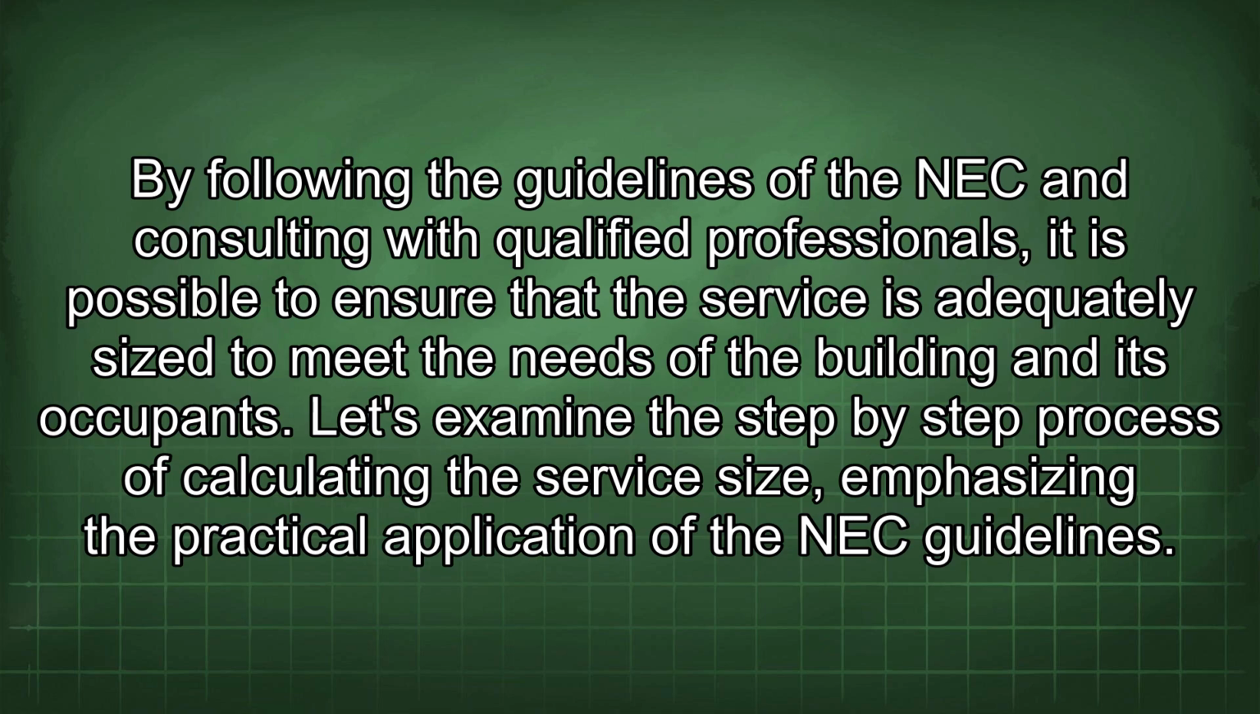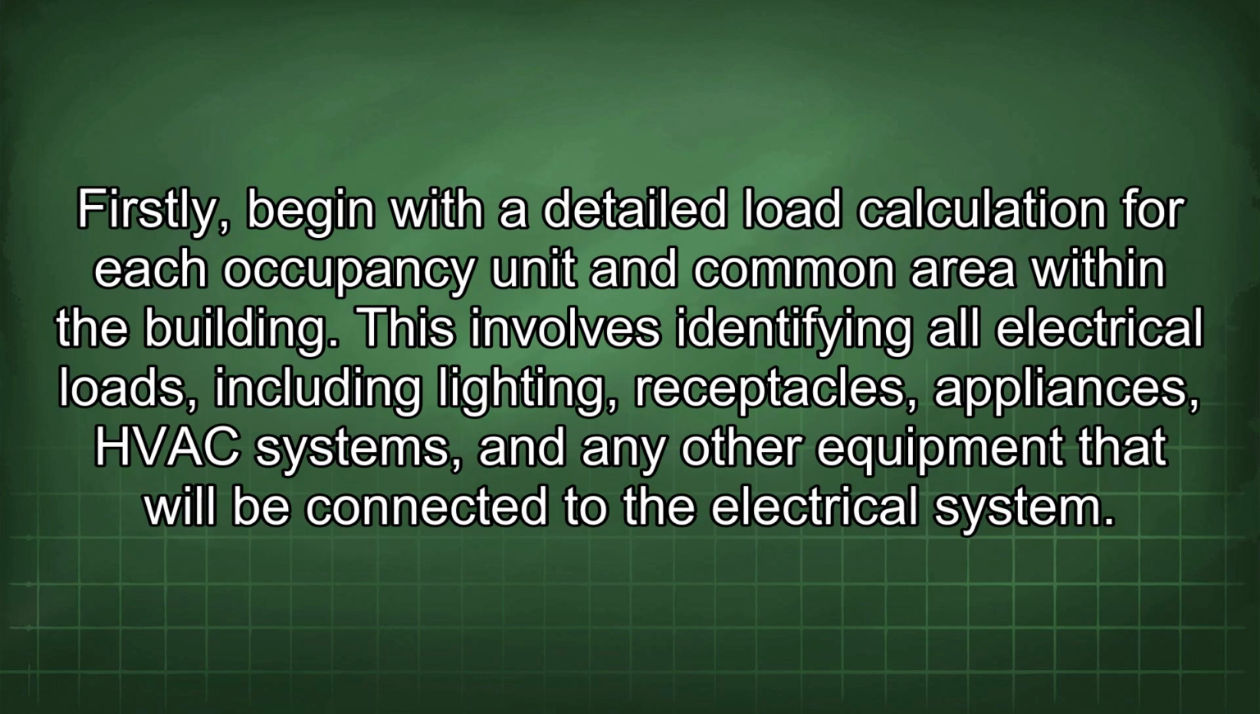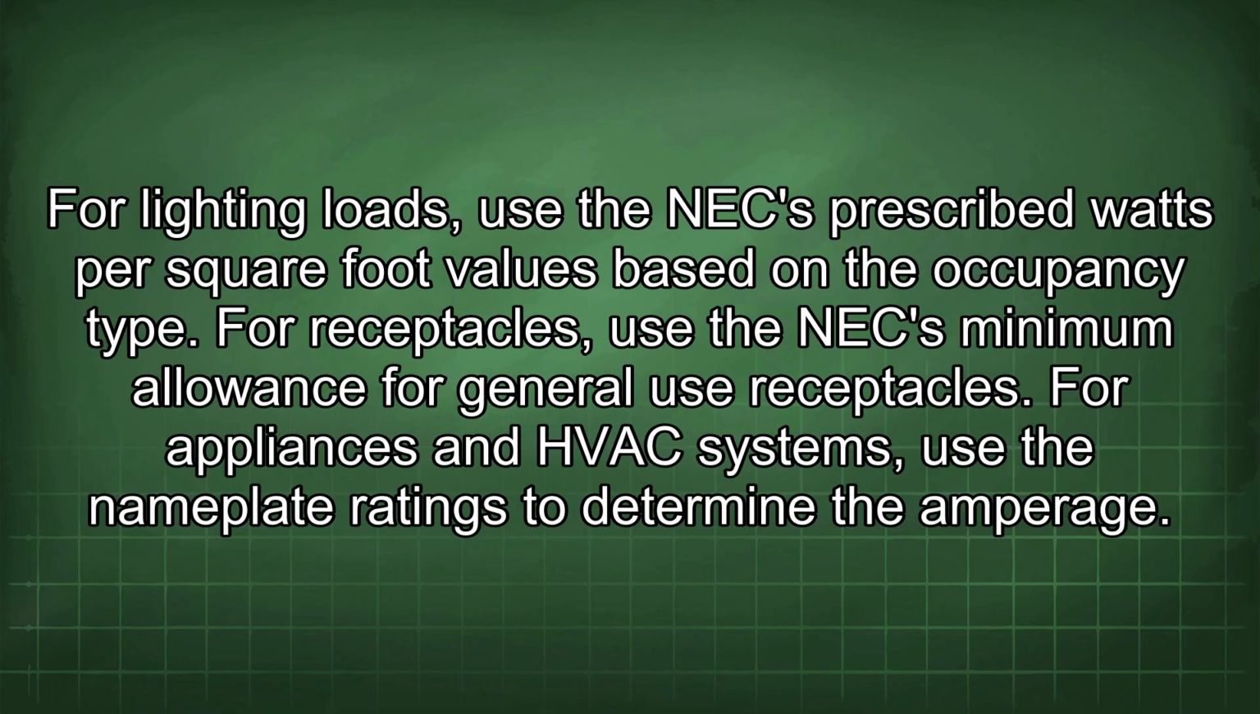Let's examine the step-by-step process of calculating the service size, emphasizing the practical application of the NEC guidelines. Firstly, begin with a detailed load calculation for each occupancy unit and common area within the building. This involves identifying all electrical loads, including lighting, receptacles, appliances, HVAC systems, and any other equipment that will be connected to the electrical system. For lighting loads, use the NEC prescribed watts per square foot values based on the occupancy type. For receptacles, use the NEC minimum allowance for general use receptacles.